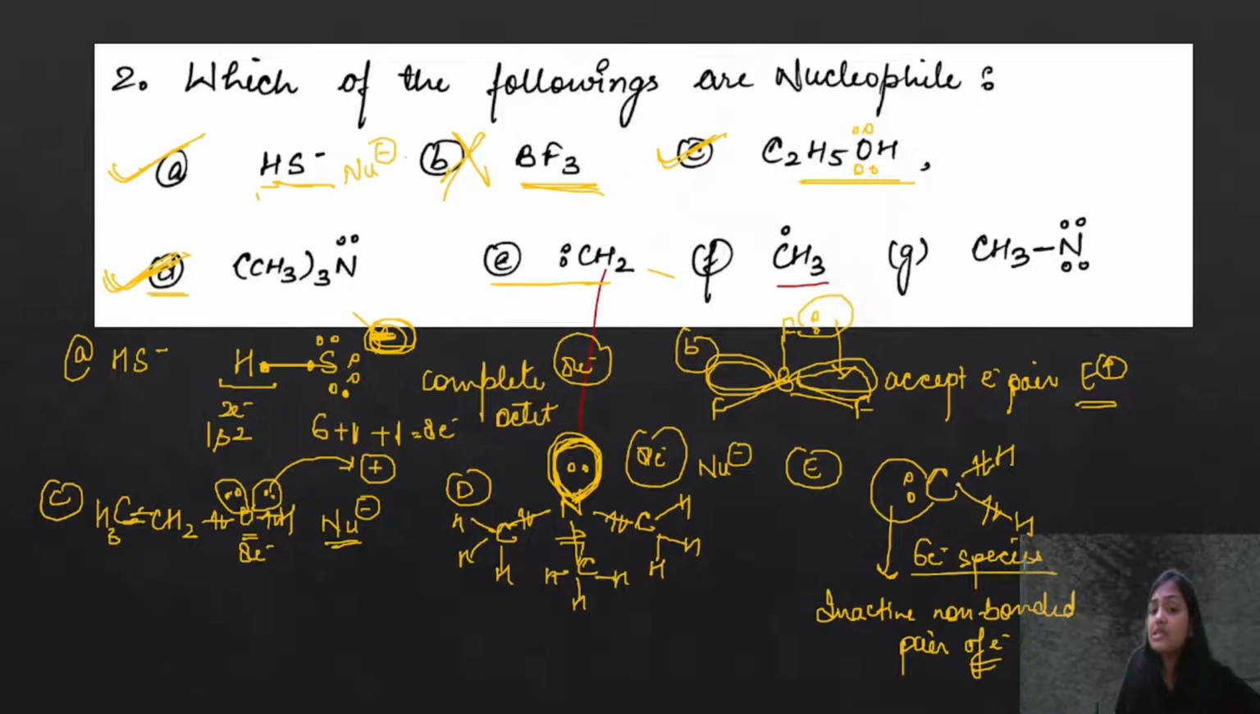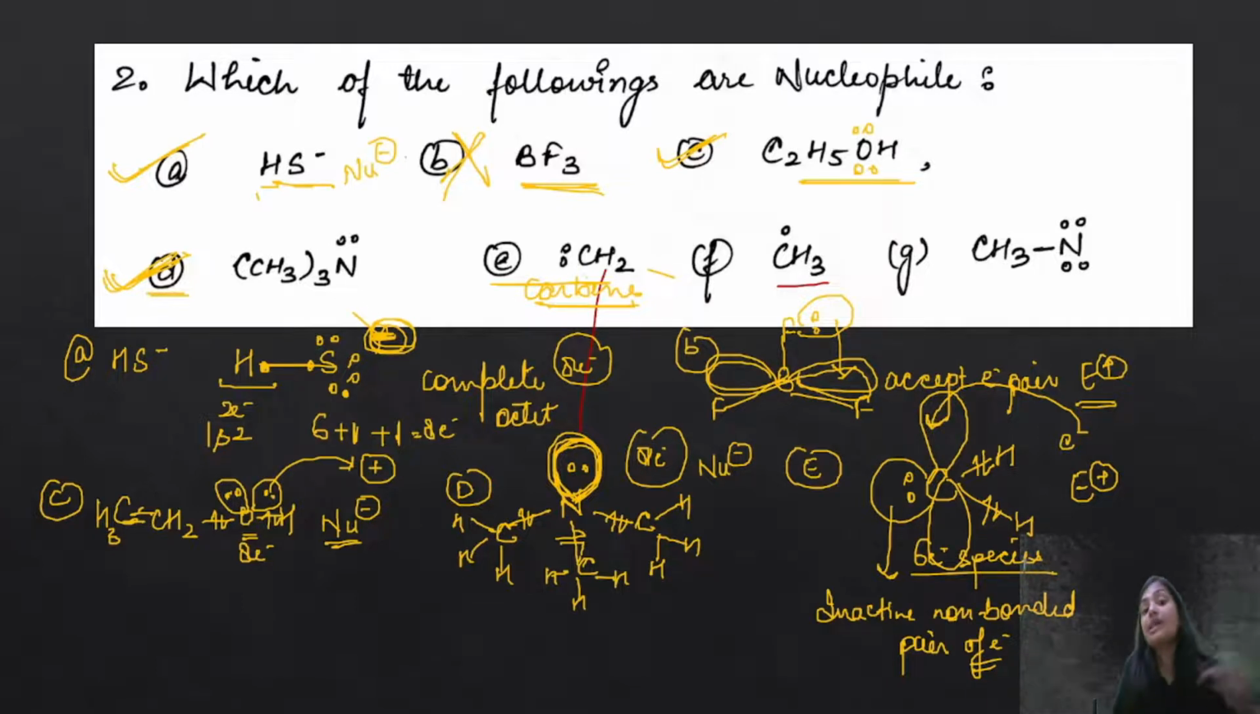Why? Because this is a 6 electron species, its octet is incomplete, and it also has a vacant p orbital. So rather than giving the electron, it will try to accept the electron. When it is trying to accept the electron, because its octet is incomplete, it is said to have affinity for electrons. It is electrophilic in nature. So guys, this is a carbene. This is an example of a carbene, which is a 6 electron species. I already showed you while doing the exercise. So this is said to be electrophilic in nature.